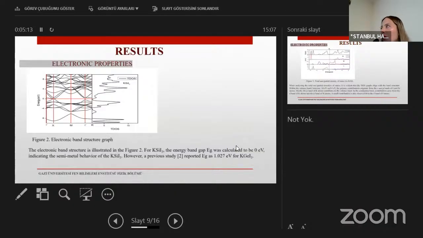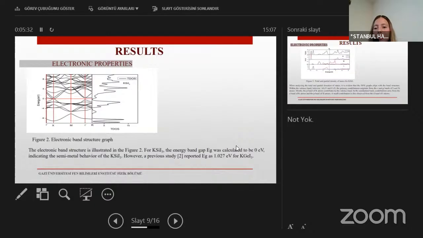I would like to show the electronic properties of our materials. When I look at Figure 2, I can say that our material is metallic because the valence band and conduction band coincide.